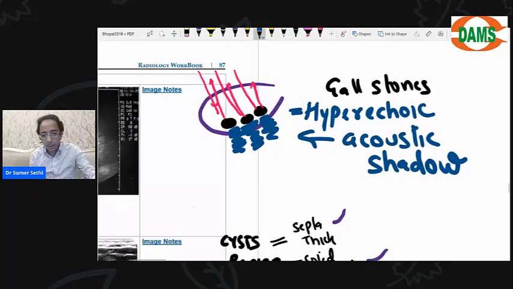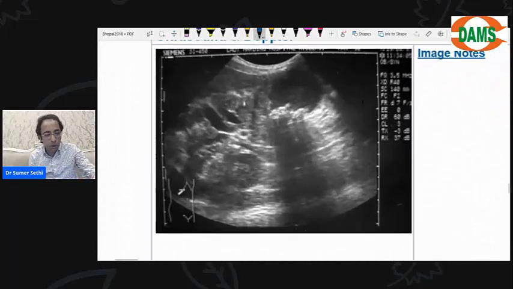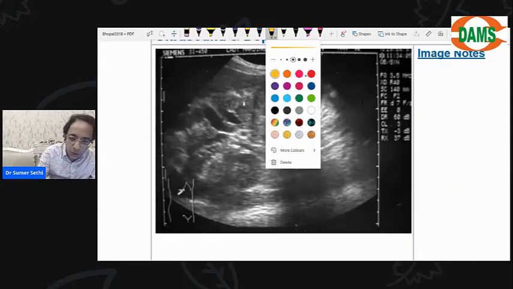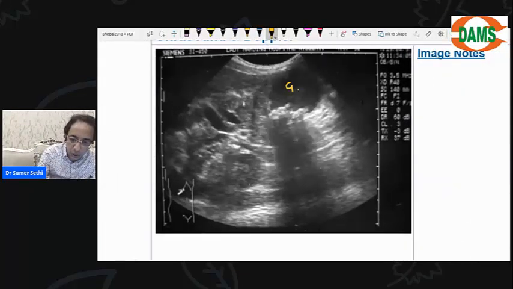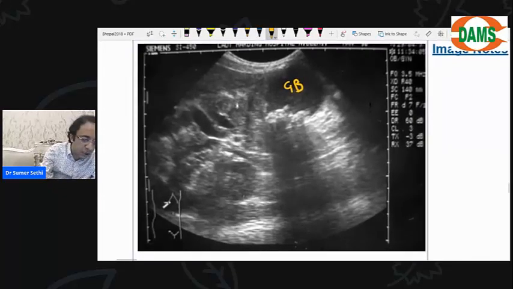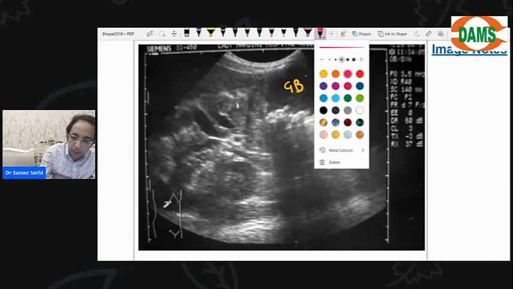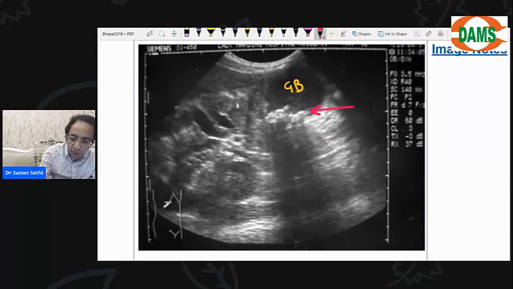Everybody understands? So gallstones, this is how gallstones appear on an ultrasound. Let's try to understand this. Okay, beta? This is your gallbladder filled with bile. That is why it is appearing black. But in the dependent area, we can see something white. These are your stones.